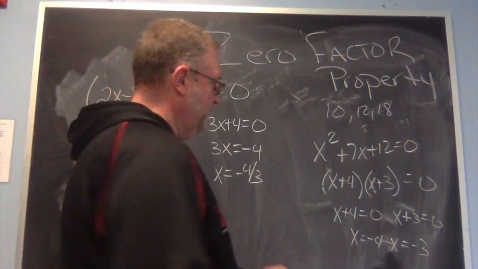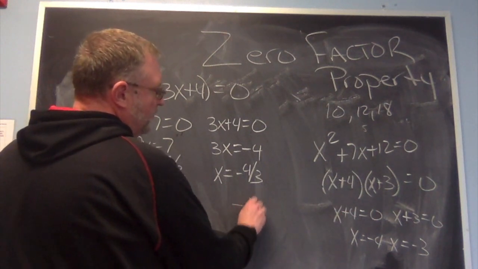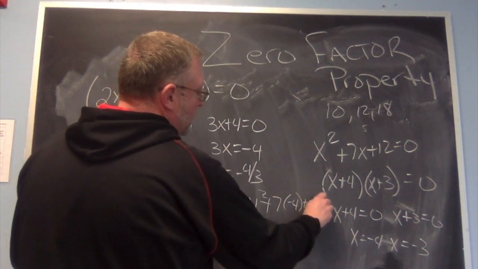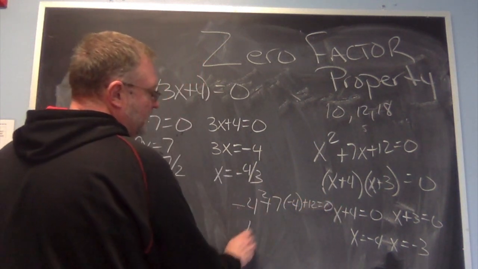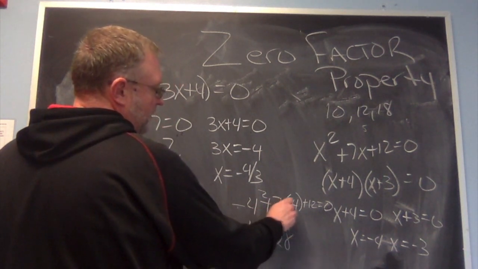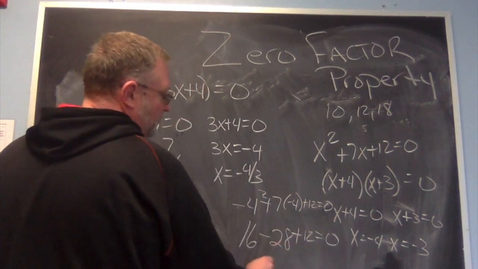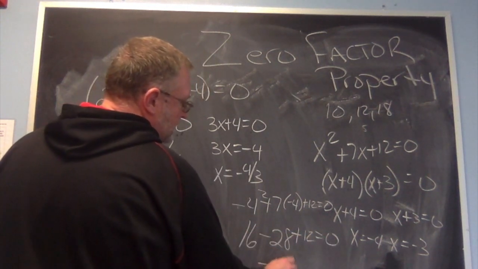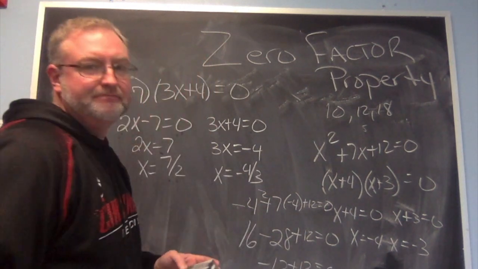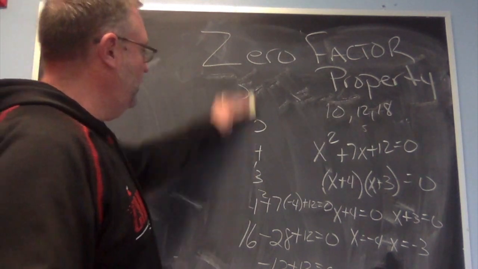I'll do one of those for you just to check it real quick. All right, I'll use the negative 4. So negative 4 squared plus 7 times negative 4 plus 12 should equal 0. Negative 4 squared is 16. Negative 28, because positive 7 times negative 4, plus 12 should equal 0. 16 minus 28 is negative 12, plus 12, and so 0 equals 0. So, pretty amazing.